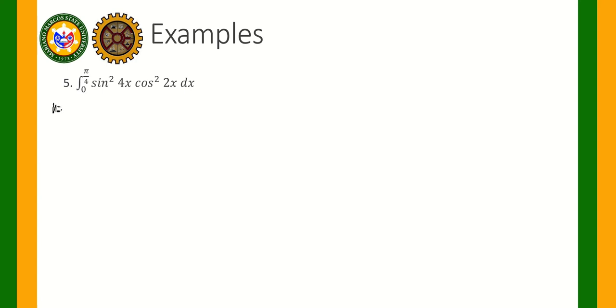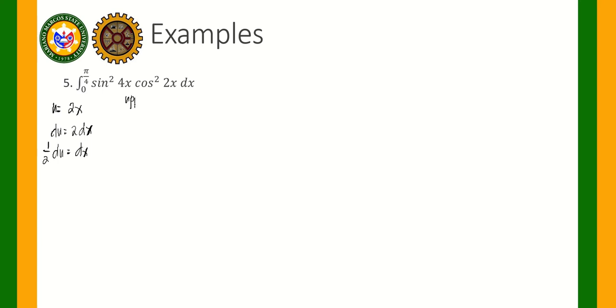Okay, so let u be equal to... we cannot use 4x kasi 2x lang to. So, gamitin na lang natin is si 2x. Okay, so 2x. And then, our du will be equal to 2dx. Okay? And 1/2 du is equal to dx. And ito yung ipa-plug natin kay dx dito.